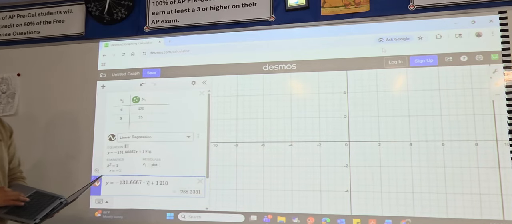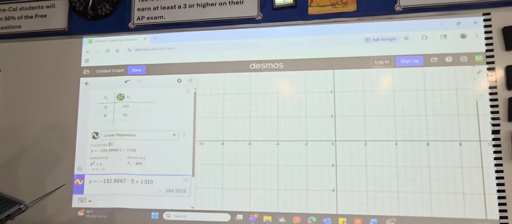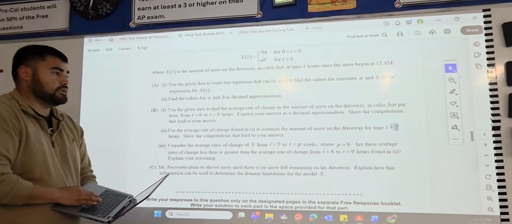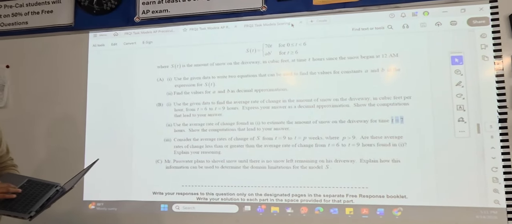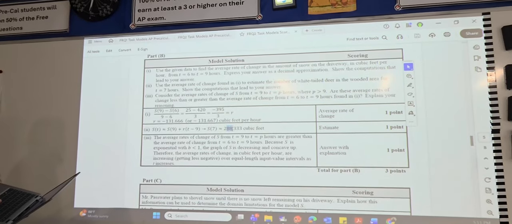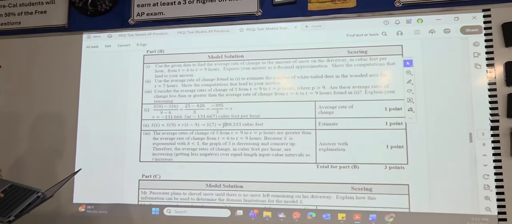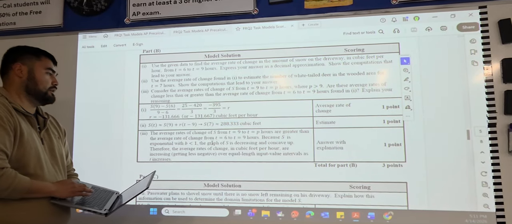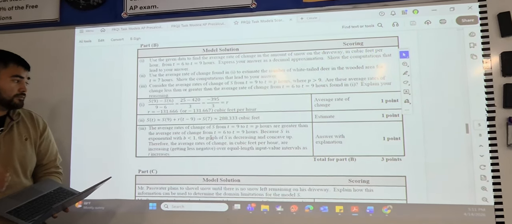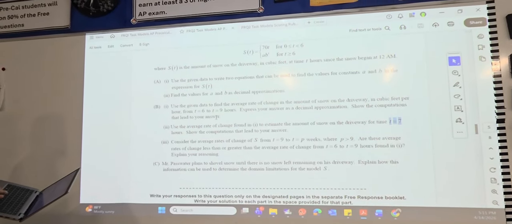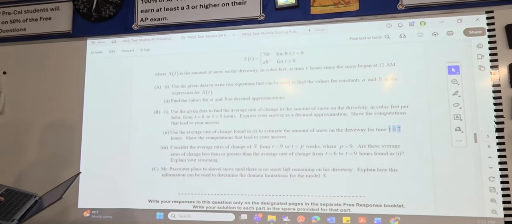288.333, right? So let's double check that was the input that we were looking for. And yeah, it is, it's right here. T equals 7, so let's check our answer. So yeah, 288.333. Remember, it's 3 numbers after the decimal. So now, let's go back over here. Let's go back to the question.